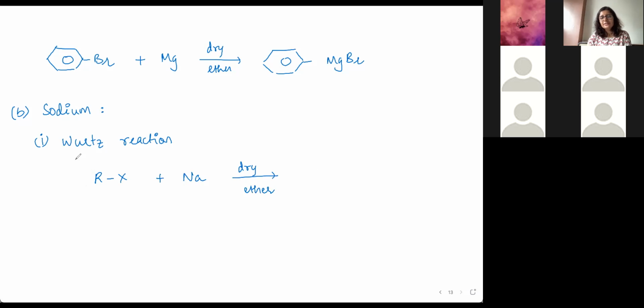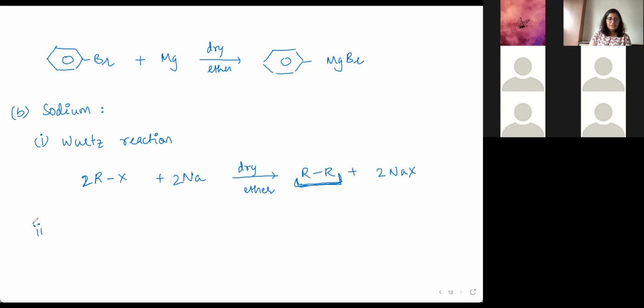So what happens in Wood's reaction? Do you know what is the speciality of this? You get an even number of carbons in the product. Yes, so 2 moles, you get RR plus 2 NaX. So the sodium pulls out the halogens and whatever is remaining joins with itself to get double the haloalkane you took.